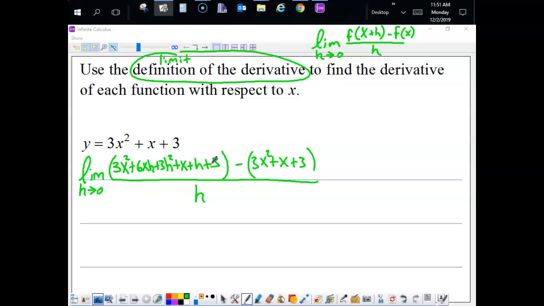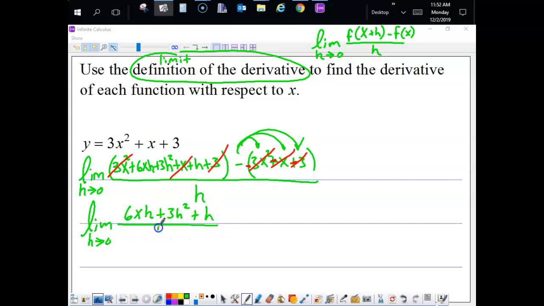And then after you guys do that, you're going to go ahead and simplify on the top. So the first thing we do is distribute this negative in, which is going to make all these numbers become opposites. So this is going to be a negative, negative, and negative. And that cancels that, that cancels that, and that cancels that. And in case you don't remember when you're doing this method, everything over here usually cancels at least one thing over here. Now we have the limit as h approaches 0 of 6xh plus 3h squared plus h over h.